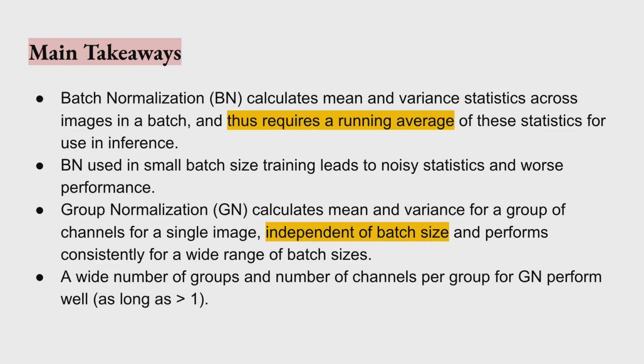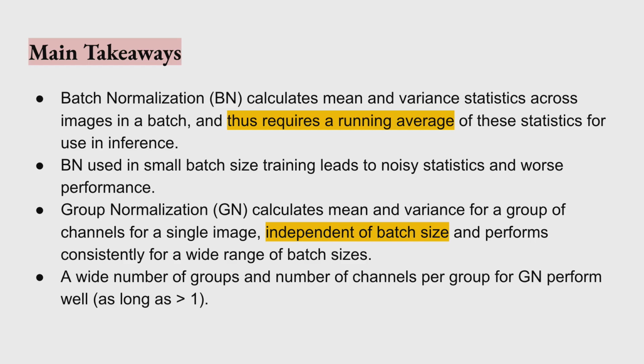So I had four main takeaways. Batch normalization, which is referred to as BN in this slideshow, calculates mean and variance statistics across images in a batch, and thus requires a running average of these statistics for use in inference. And that inference is also during the training when you're using the validation set to calculate accuracy, for example. Batch normalization used in small batch size training leads to noisy statistics and worse performance.